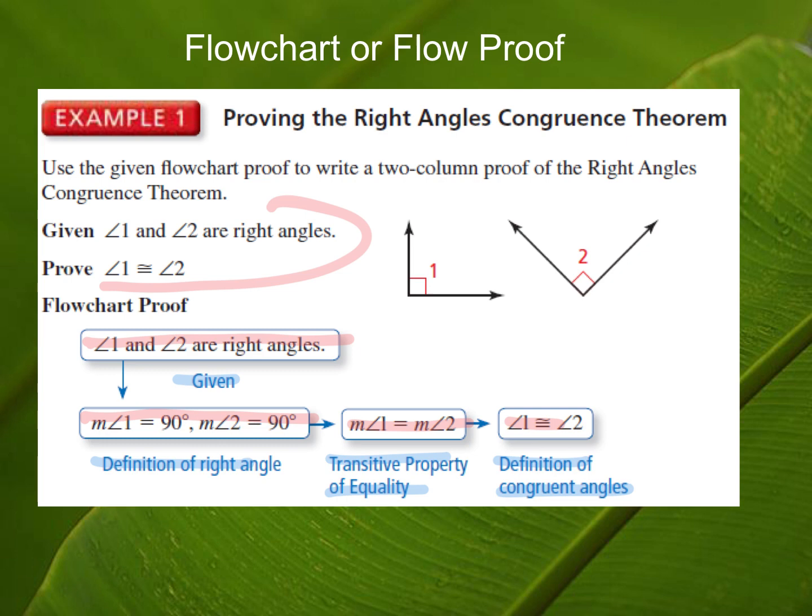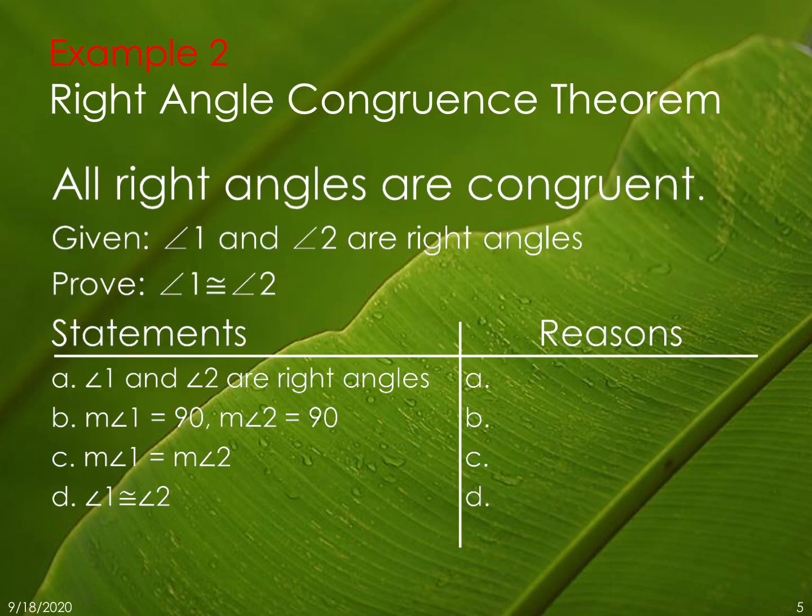They're going to take this exact same given and proof and then turn it into the 2-column format versus the flow proof. So here is exactly the same proof, but now in a different format, the 2-column, which is what we're going to be doing throughout the year in this course.